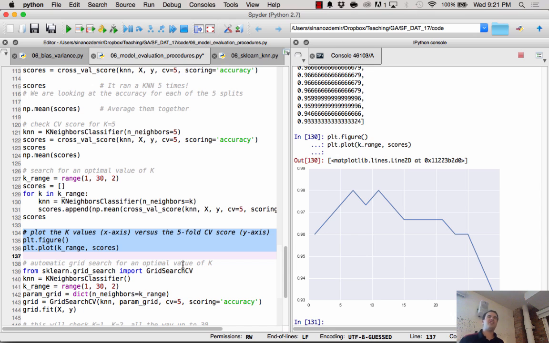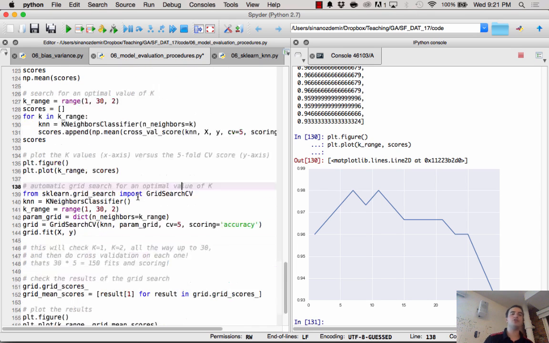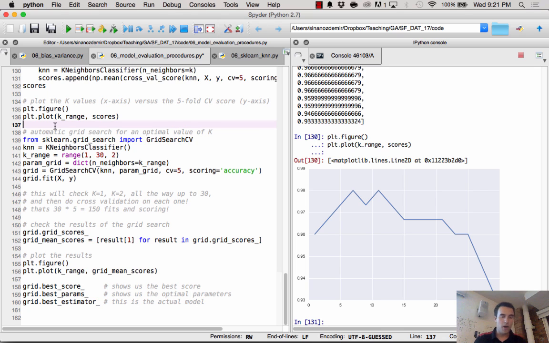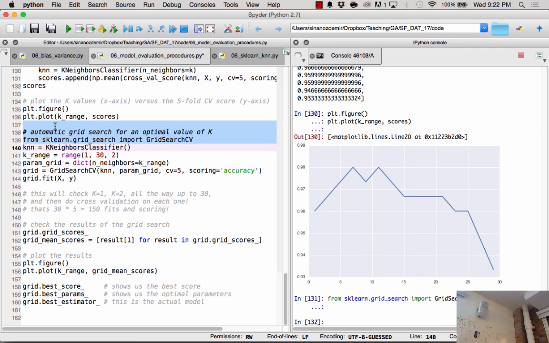There's a way to automate this, and this is the last thing I'm going to show you today. It's called grid search, and it's awesome. What grid search does is that you tell it a range of parameters that you want to try. It tries all of them, and then it gives you the best answer. In this case, I'm going to ask grid search to try between 1 and 29, just like before. The way it works is, I import, from sklearn.grid_search, import GridSearchCV. Grid search is the thing that tries all possible combinations of parameters.